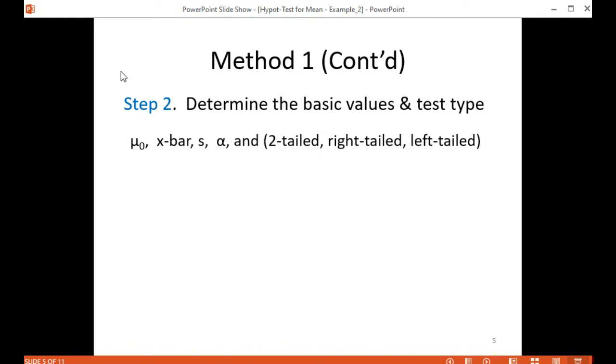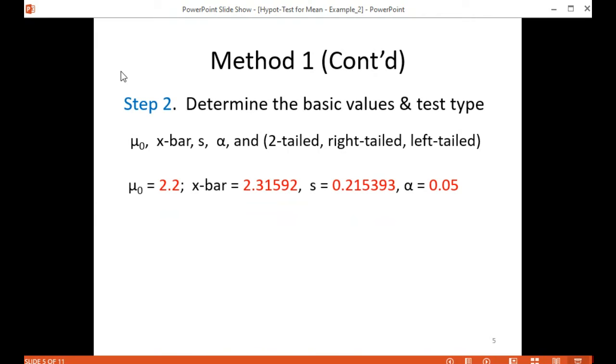I know you know that because it's on your little cheat sheet. X bar, which is the mean of the sample. The standard deviation S, alpha, which is the level of significance, which is usually given, and whether it's a two-tail, a right tail, or a left tail test. So let's write them down.